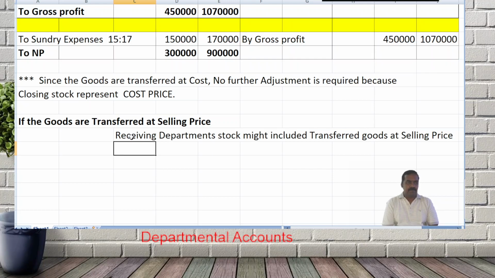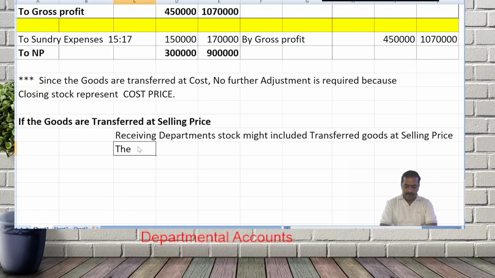Can I show my own stock, of department A or B, which is part of my own organization, at selling price for balance sheet purposes? No. So here you would remove the profit. That is called loading. In accounts, loading is otherwise called profit. So the receiving department stock might include transferred goods at what price?